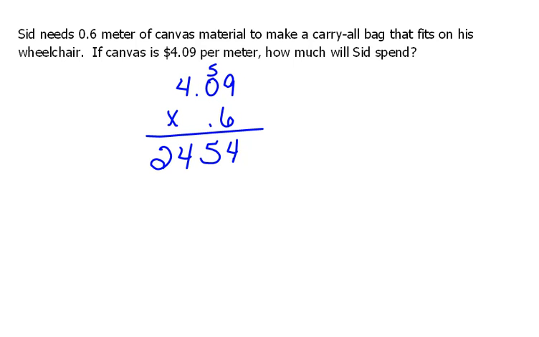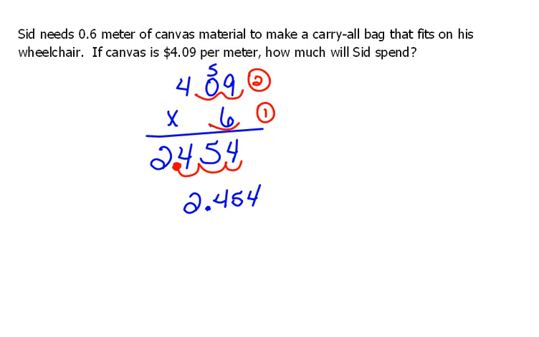Now, let's figure out where our decimal would go. So we have 2 decimal places in this factor, 1 decimal place in this factor, which means we need a total of 3 decimal places in our answer. So I'd have to move 1, 2, 3 decimal places. So our answer here is 2.454.